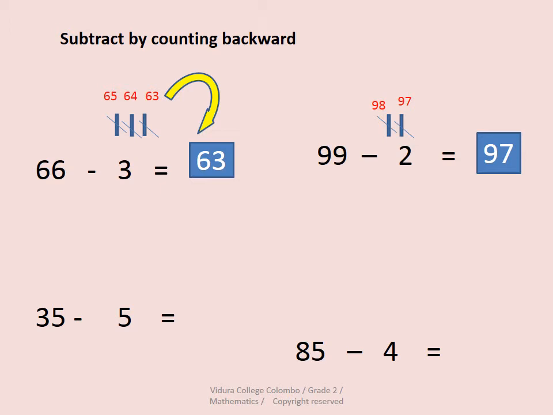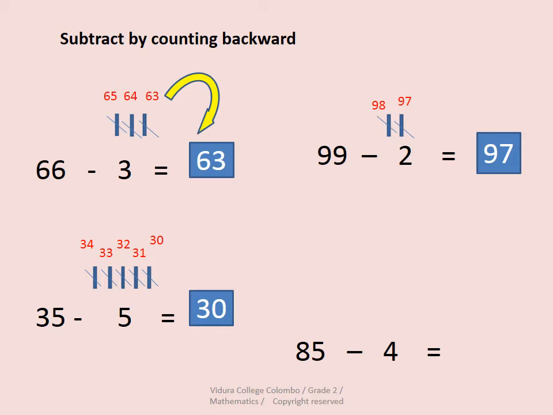35 minus 5. So we have to count 5 times backward. 35 minus 5. 34, 33, 32, 31, 30. So the answer 35 minus 5 is 30.